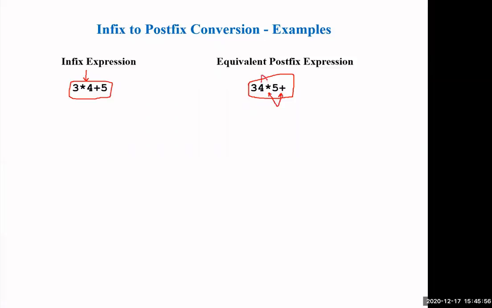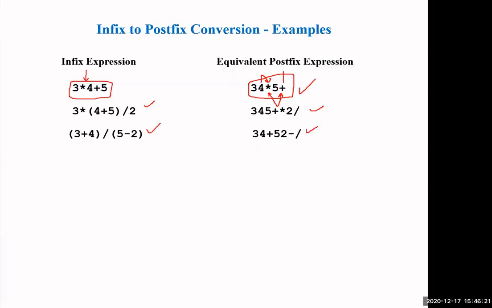After the 3 and 4 we have this multiply, and then we have 5, and after this 5 we have the operator plus, which is coming in the end. So this is a postfix expression. There are further examples like this. This is the infix expression, and its equivalent postfix expression is this. Then we have this as the infix expression, and this as the equivalent postfix expression. These examples are used to show how infix and postfix expressions look.